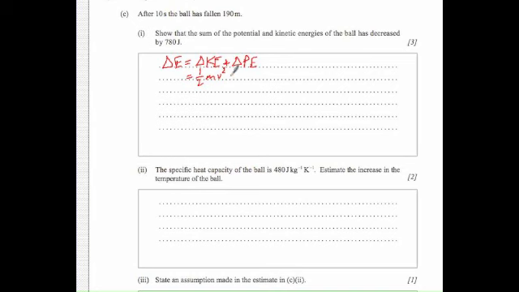plus the change in potential energy. But the change in potential energy is a decrease in potential energy because it's falling, so that's minus mgh. So put in the numbers, half times 0.5 times 25 squared, minus 0.5 times 9.81 times 190, and the answer turns out to be approximately minus 780 joules.